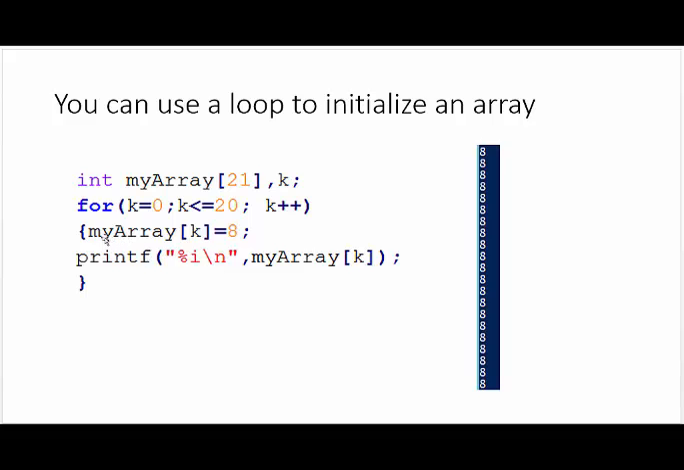So in my loop now I say myArray element k equals 8. So as k increments between 0 and 20, each element in the array will be initialized with the number 8. And then I just printed it out to prove that that really is what happens. There's a clip off of my PowerShell. I'm using Windows PowerShell.